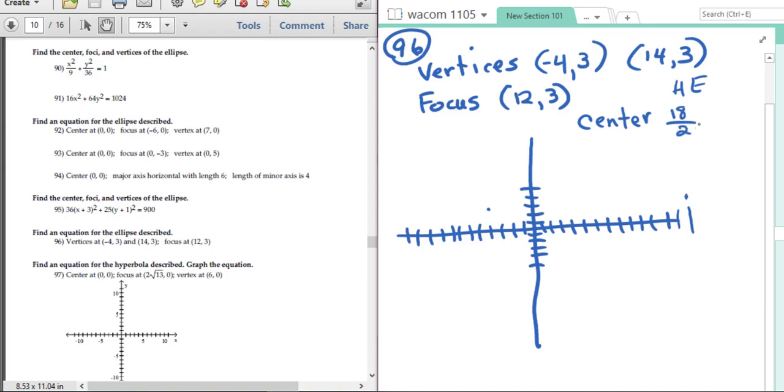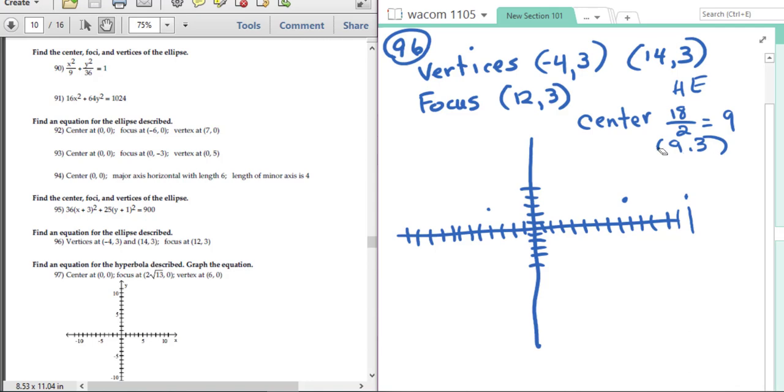All right, they wanted the equation. So we need to know the length from the center. The horizontal length is going to be the A. From the center to the vertex, this is A, and so this is 14 minus 5, this is 9. So A is 9.